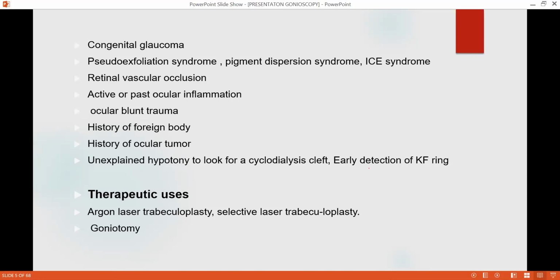It is also done for early diagnosis of Wilson's disease, as the copper deposition is seen in the angle first, then the cornea. Therapeutic uses of gonioscopy include argon laser trabeculoplasty and selective laser trabeculoplasty. In pediatric or congenital glaucoma, goniotomy can be done with the help of gonio lenses.